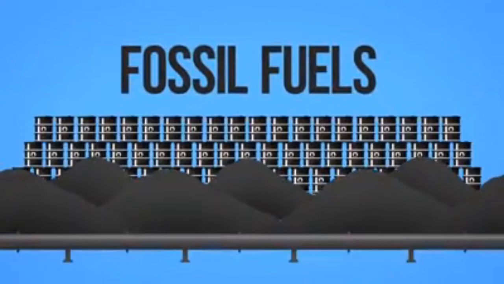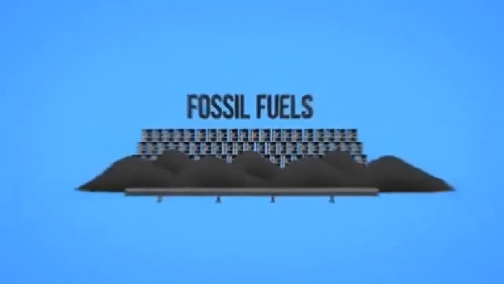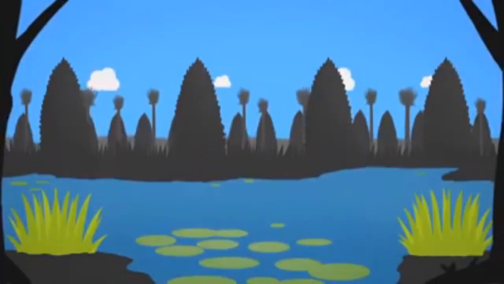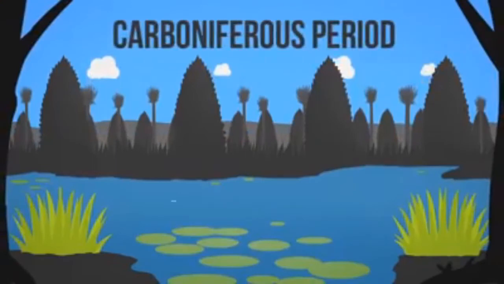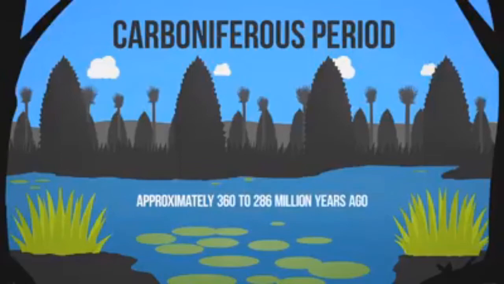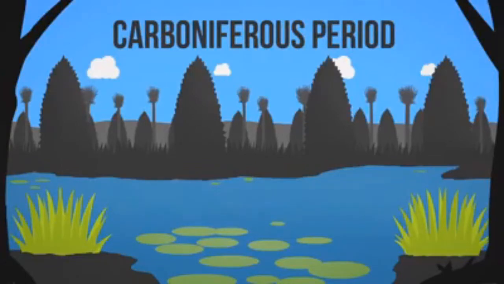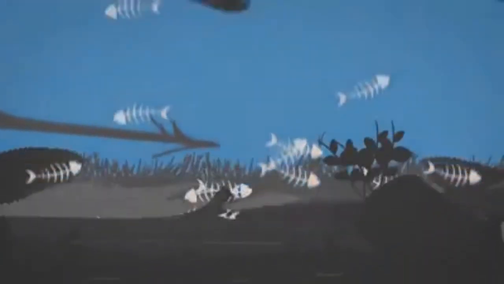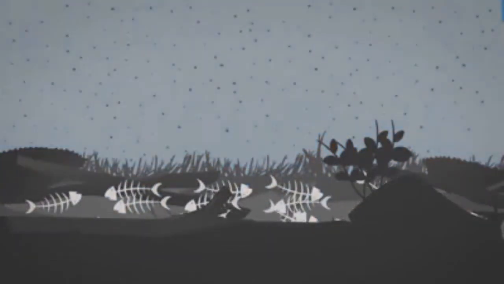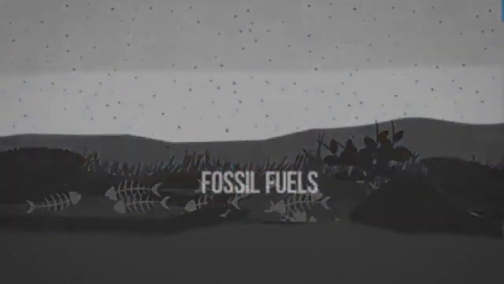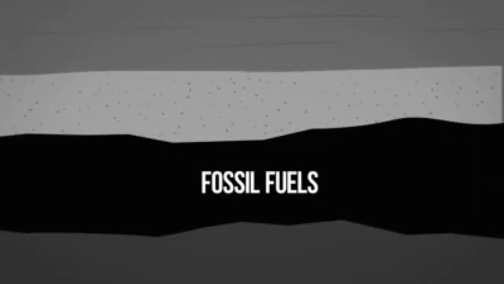Fossil fuel is a term used to describe a group of energy sources that were formed from ancient plants and organisms during the Carboniferous period, approximately 360 to 286 million years ago, even before the age of dinosaurs. At that time, the land was covered with swamps filled with organisms and plants. As they died, they sank to the bottom of swamps and oceans, and over millions of years started decomposing under layers of sand, clay, and other minerals.